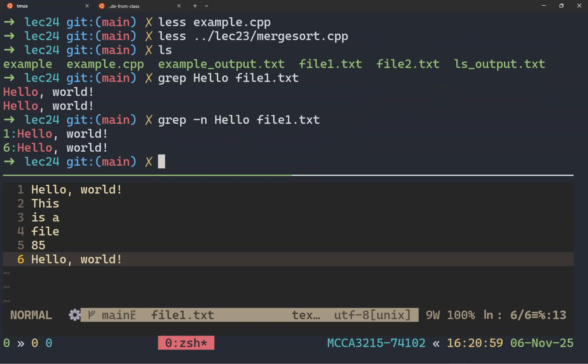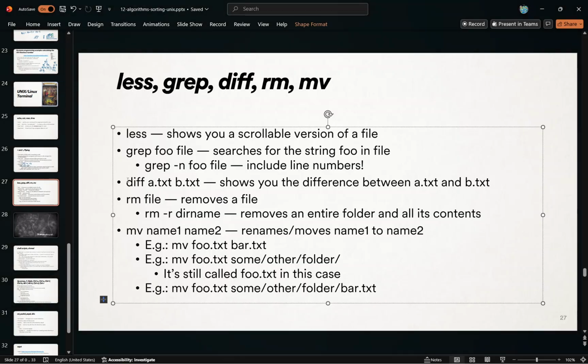It's very, very, very useful. If you're looking for something, it'll tell you where it was in your file very quickly in just one command line call. That's that one.